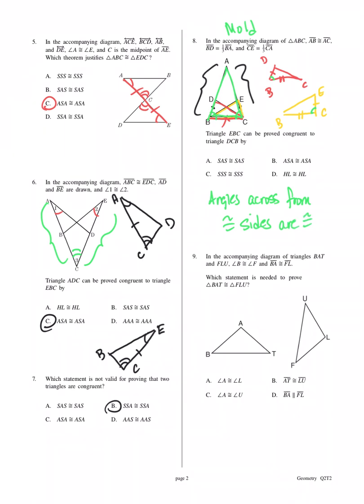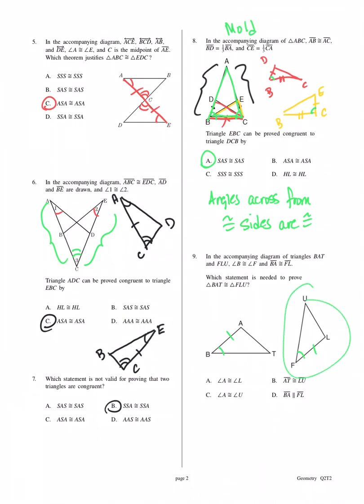So these two triangles are congruent by side, angle, side. You're basically doing a proof without doing it when you're doing these multiple choice questions. Taking a look at number 9, we have angle B is congruent to angle F. BA is congruent to FL. All right, and we want to know which statement is needed to prove.